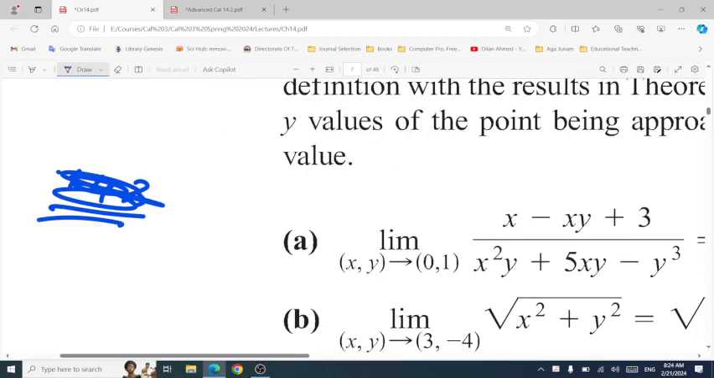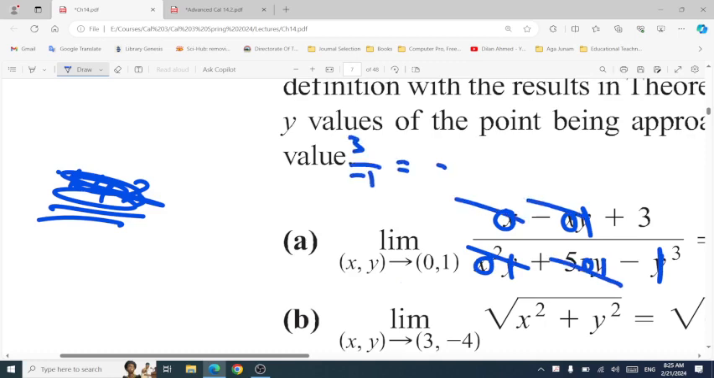The same thing is true for here. When I say x and y approach 0 and 1, it means that x approaches 0, y approaches 1. Clear? So let us substitute. I get 0, 0, 1, 0, 1, 0, 1, 1. I get 0 over 5 by 0 over 0, 0, 3 over minus 3. You got it?